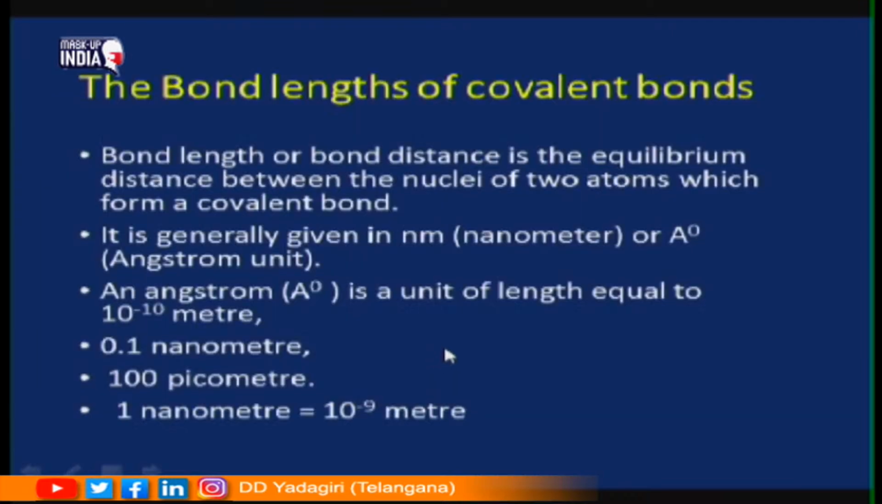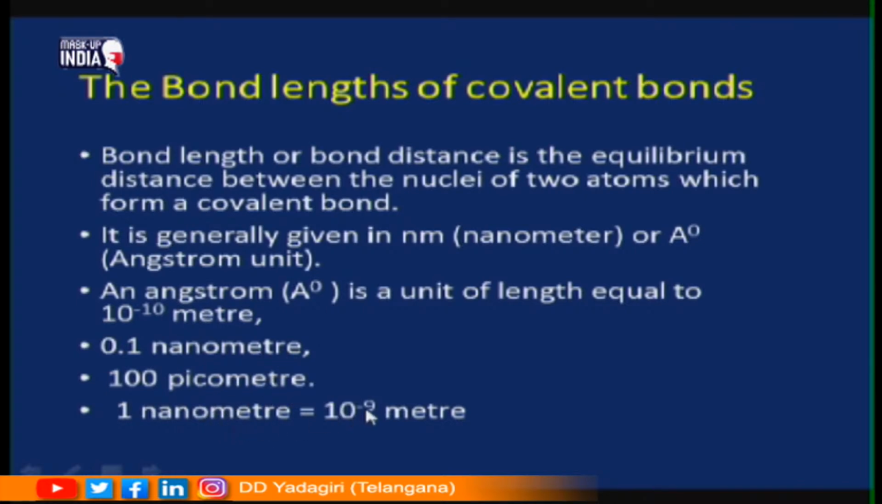Children, let us study what is bond length. Bond length is also called bond distance. It is nothing but the equilibrium distance between the nuclei of two atoms which are joined by a covalent bond. How is it measured? It is measured in terms of nanometers or angstrom units. So, angstrom is written as A naught. Here 1 angstrom means 10 to the power minus 8 centimeters or 10 to the power minus 10 meters. It is also 0.1 nanometer or 100 picometers.